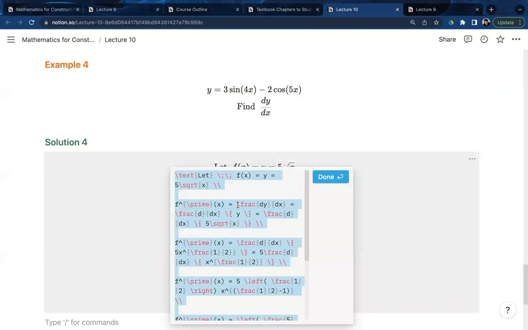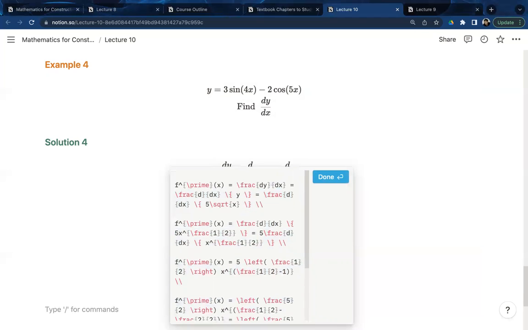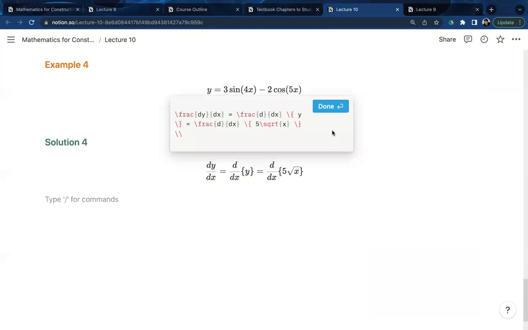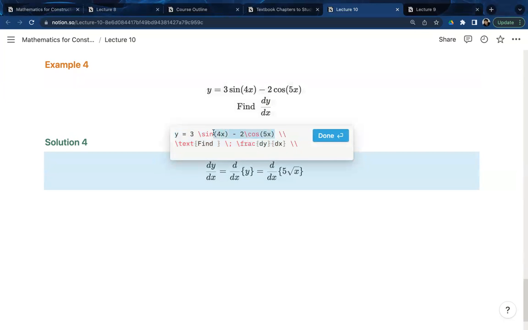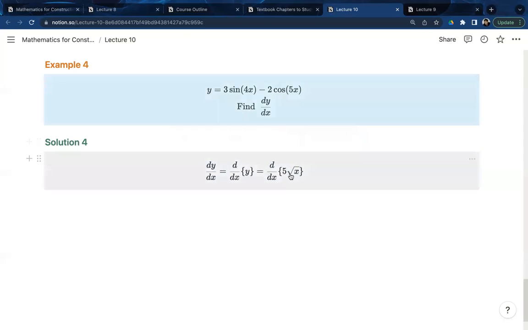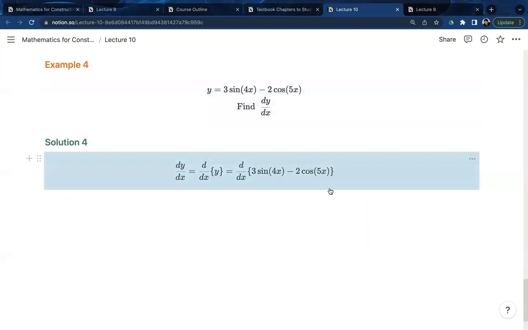Now you could just start off, you don't even need to say the let and all of that, right? You could just say, well, dy dx, and you just start differentiating, okay? So let me take out all of that here. Dy dx is the derivative with respect to x of y, which is the derivative with respect to x of the original function. So I put that inside the curly brackets here, right? So I need to differentiate this function here.